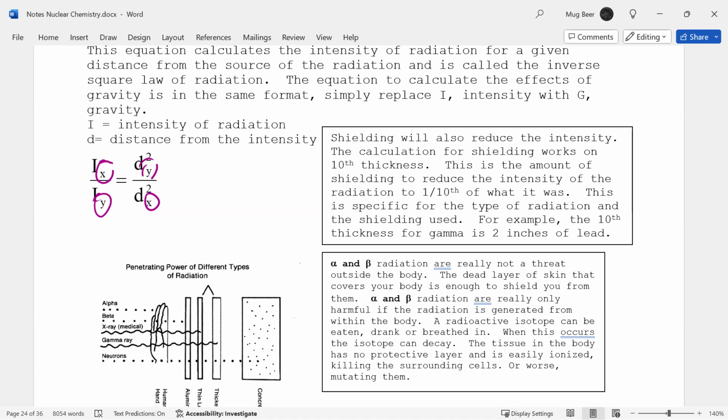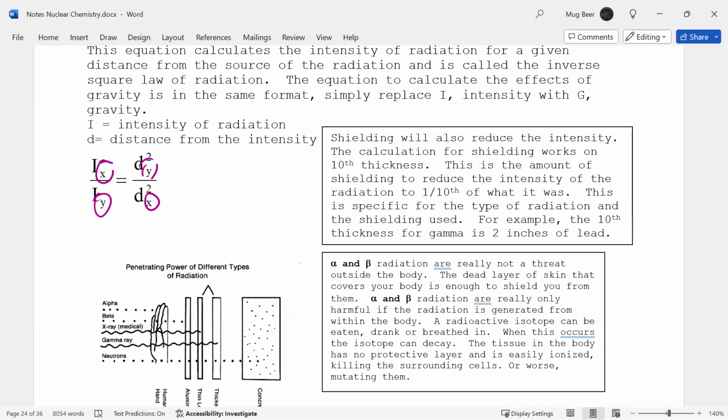So if you're getting 50 unshielded, and you put the shield up at 1/10 thickness, now you're only being exposed to 5 millirem. You okay with that? You could put multiple layers of 10th thicknesses down, so it's 1/10, and then put another thickness, and it'd be 100th, and put another thickness, and it'd be 1,000th of the radiation. So you can quickly reduce the amount of radiation by putting up the correct shielding.